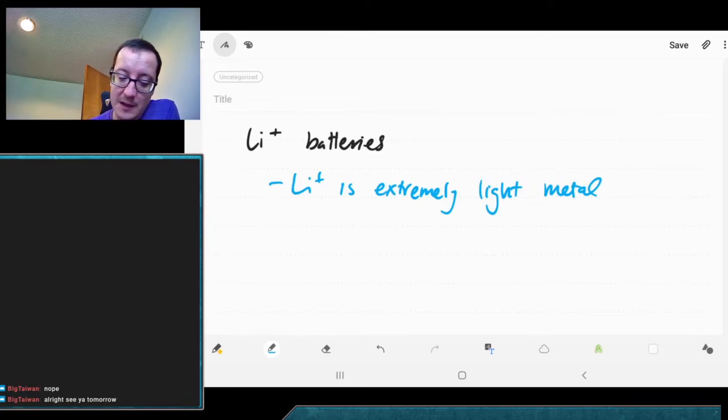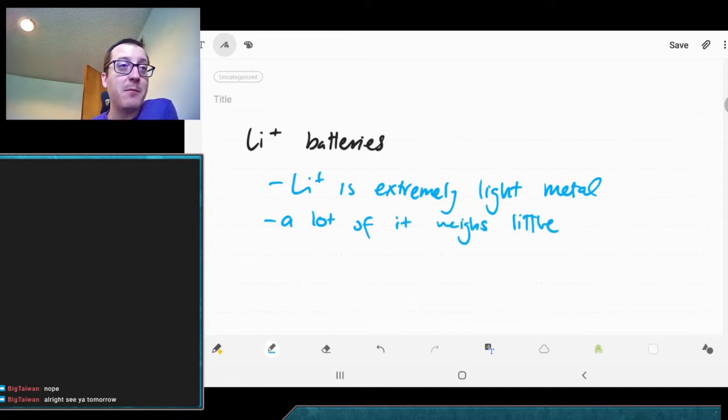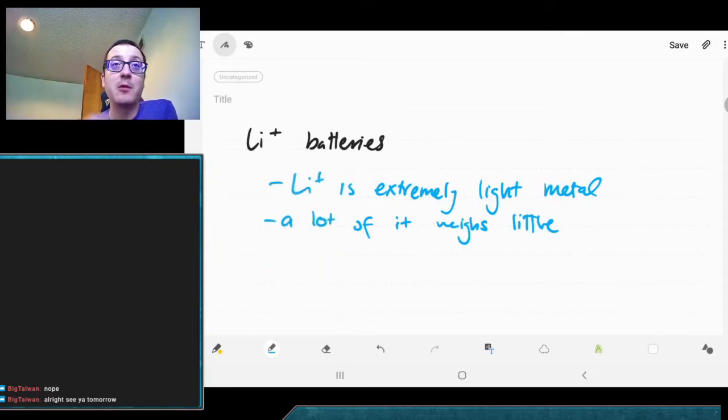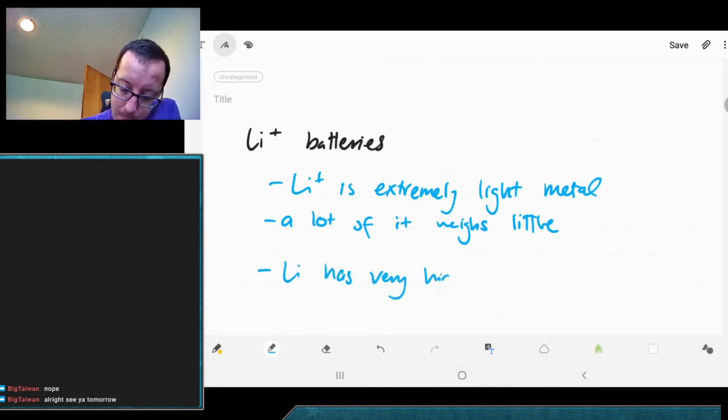So as a result, we can have a lot of it and it won't weigh very much at all. So we can have a large amount of lithium there without it causing something to be very heavy. So we can have a lot of energy density there. We also know that the potentials that are associated with lithium are very high.